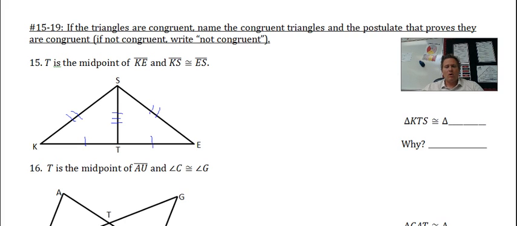So are these triangles the same? Yes, because of side, side, side. I have to remember that K right here is in the same spot as E, so we have to match these up. E right there is the same, then T is congruent to T, and S is congruent to S. I have to make sure I have the order correct.